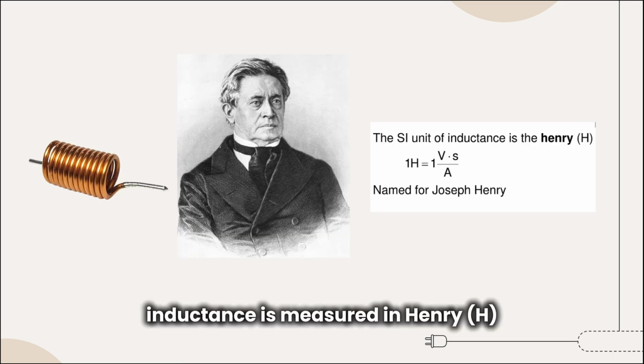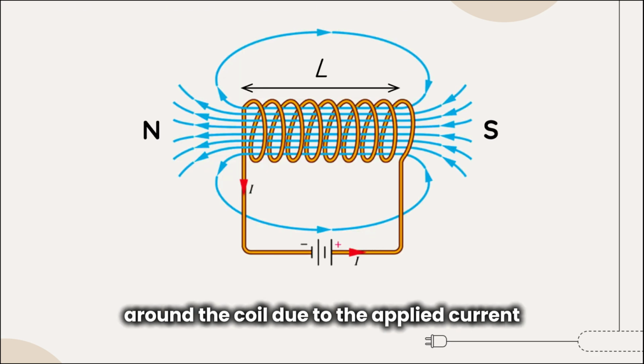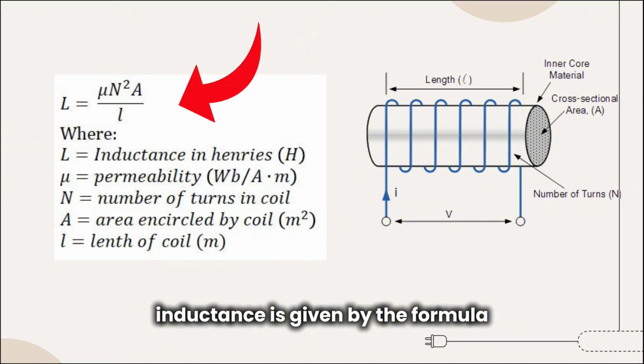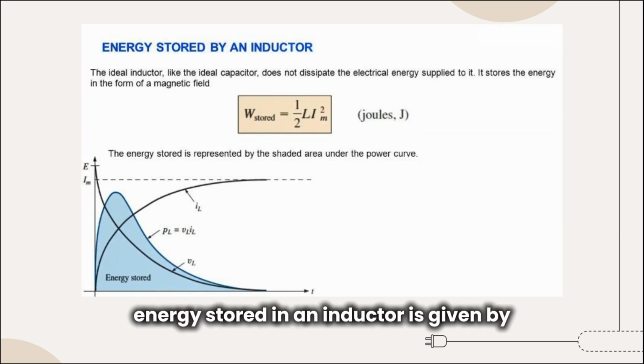So how do we measure inductance? Inductance is measured in Henry, H, and it determines the strength of the magnetic field around the coil due to the applied current. Inductance is given by the formula, where mu is permeability, N is the number of turns, A is the area of the coil, and L is the length of the coil. Energy stored in an inductor is given by.